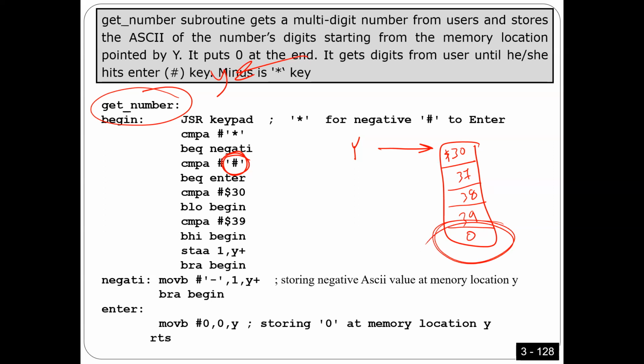Okay, guys. So again, we have a function. All you have to do before you call this function is store the beginning address of an array in Y, because this function is going to get numbers from the user until the user hits enter, and it is going to put numbers this way, and then it's going to put 0 here.